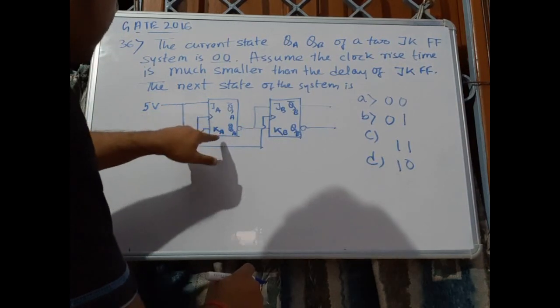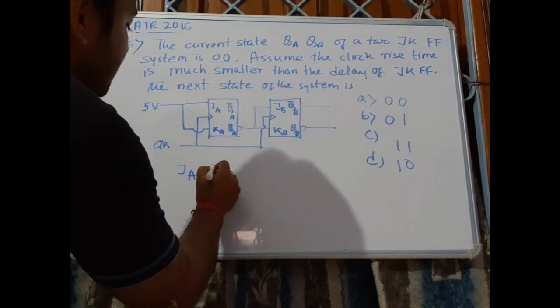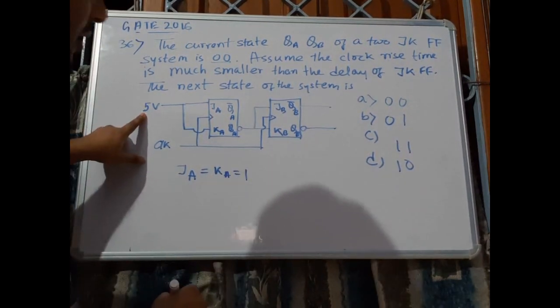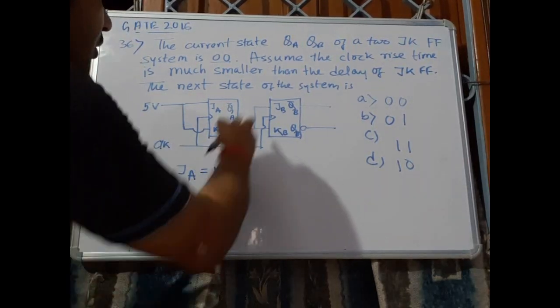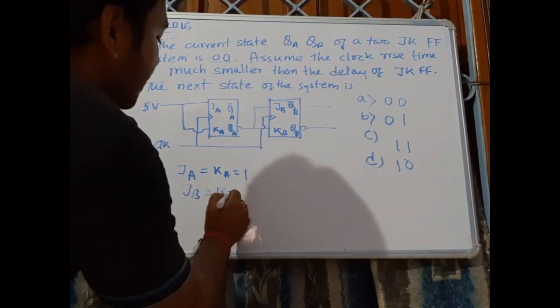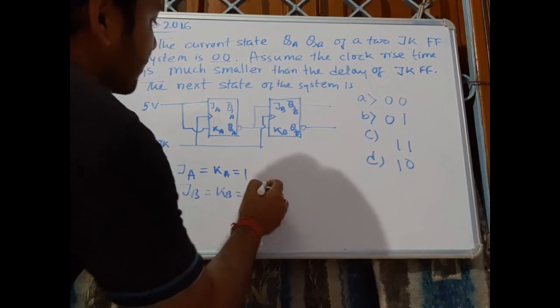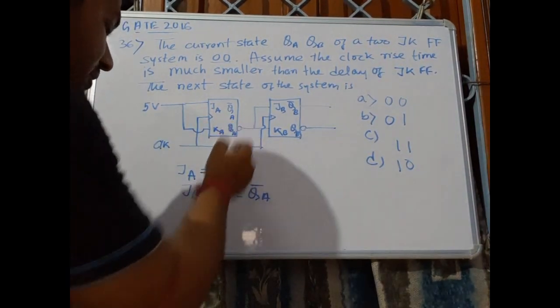Now for flip-flop A, JA equals KA equals 1, because it is in the high condition and 5 volts is given to these terminals. Okay, and JB equals KB equals QA bar, because a NOT operation is given in the circuit.